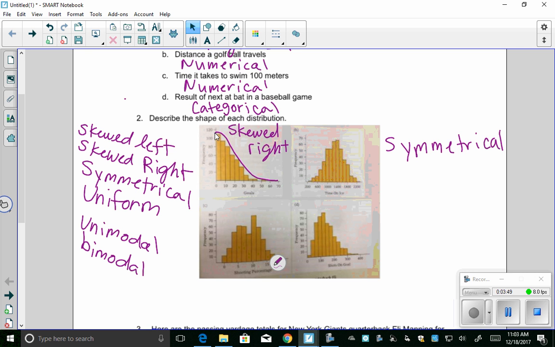Uniform, because symmetrical is if I fold it in half, it's going to look the same. If I fold this graph in half, does it look really, really close to being the same? Then it's symmetrical. All right, what's that one? What do you think this one might be? Uniform. Symmetrical. I don't know. I would say it's slightly symmetrical.